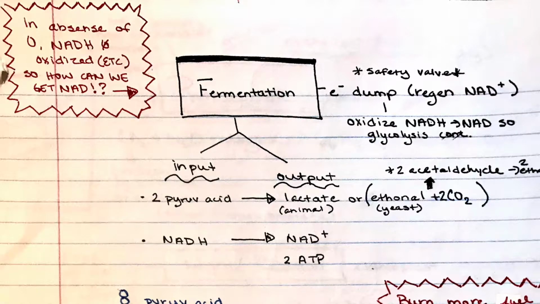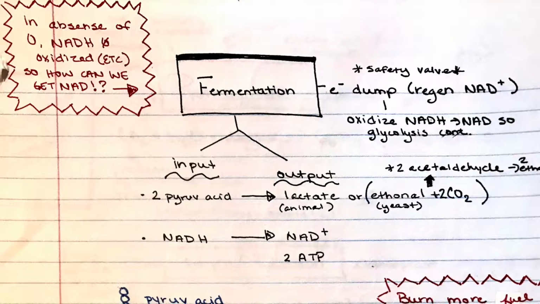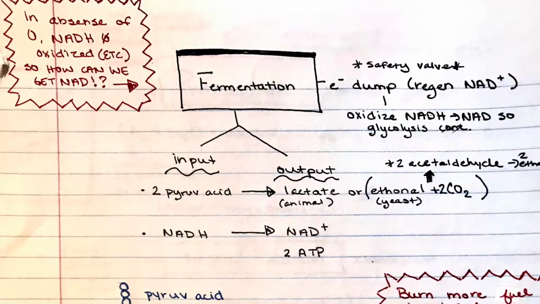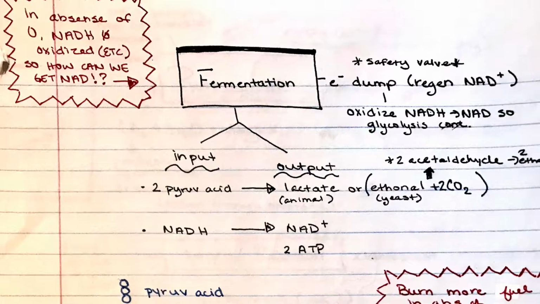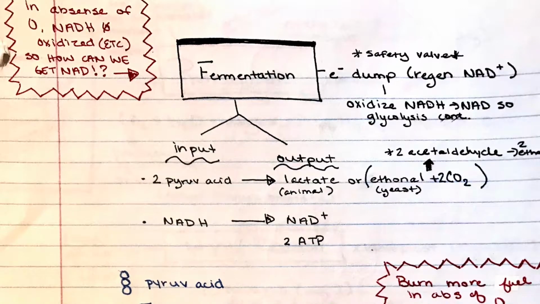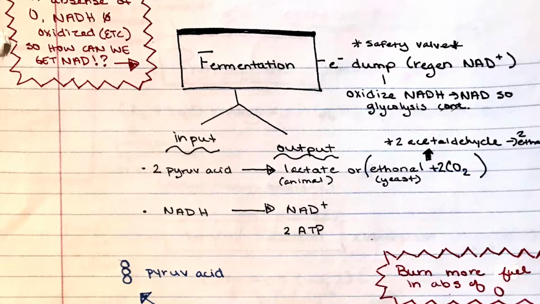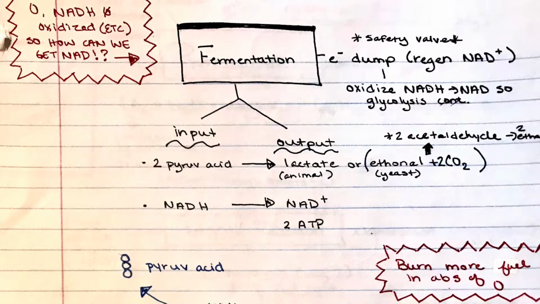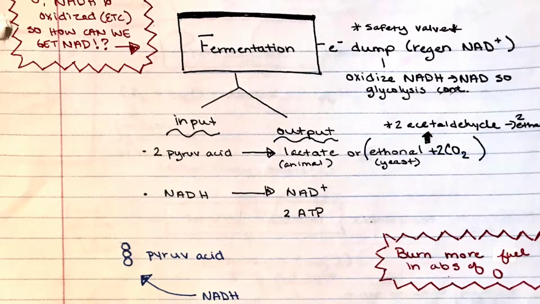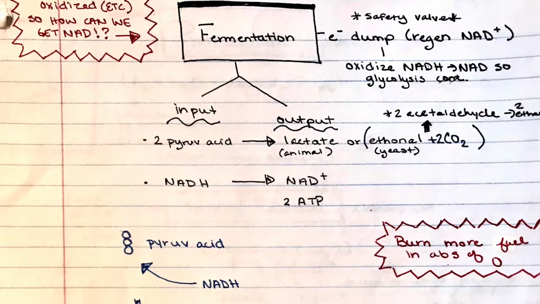So fermentation is called an electron dump. It's called this because its main purpose is to regenerate NAD+. And it's mainly used in the absence of oxygen because NADH is not oxidized in the electron transport chain when there's no oxygen left, because oxygen is the final acceptor. So a problem comes up on how you can get NAD+ if the whole system is stopped up. So fermentation takes NADH and oxidizes it, which means that it loses electrons to form NAD+, so glycolysis can continue.